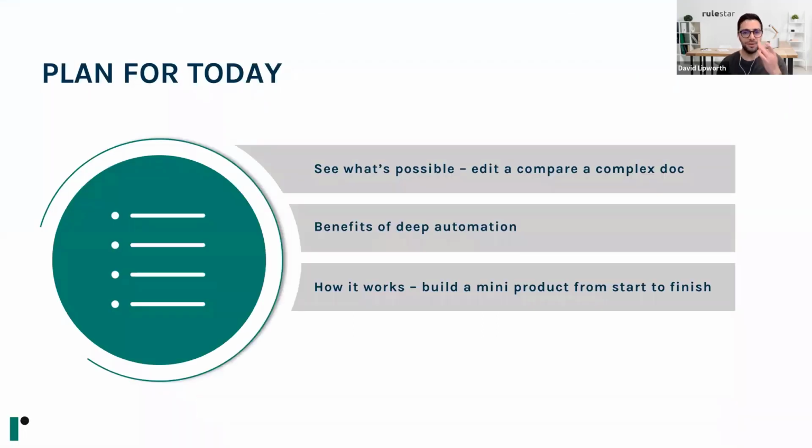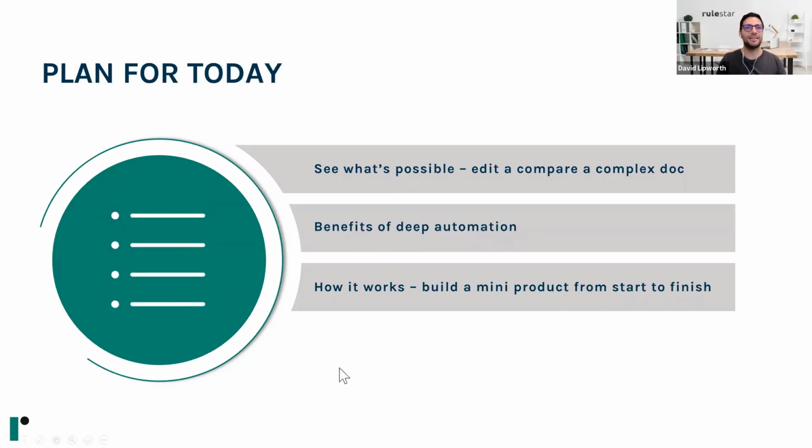Okay, so, all right, let's recap what we've done so far today. We've first seen what's achievable by editing and comparing that automated business sale agreement, a very sophisticated document. We talked about the benefits of automating documents that deeply, so capturing all of your expert knowledge into an automated system. And then we've seen how easy it is to automate your own documents in Rulestar by building an entire mini product together in just a few minutes.